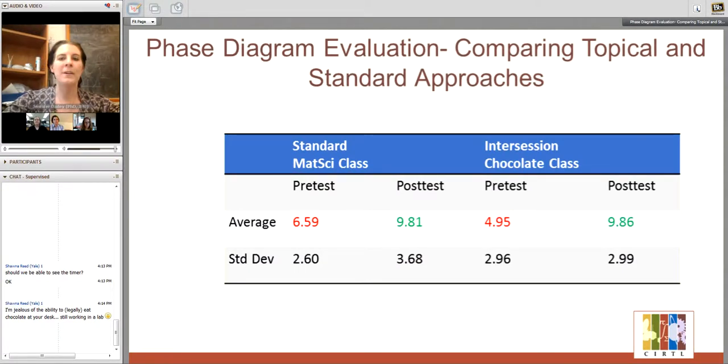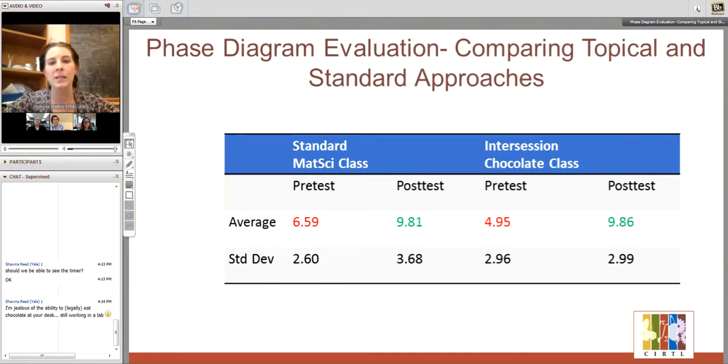So here I'm comparing the pre-tests and post-tests of both of our classes. In red is the average of the pre-test. The standard Math Sci class was a class of primarily sophomore engineers, so it makes sense that they've had a little bit more background, even if they haven't necessarily learned this subject matter. They're used to looking at graphs like this. So their pre-test scores were pretty reasonable, around 6.5. And then on the post-test, they had a pretty decent increase. They got up to 9.8.